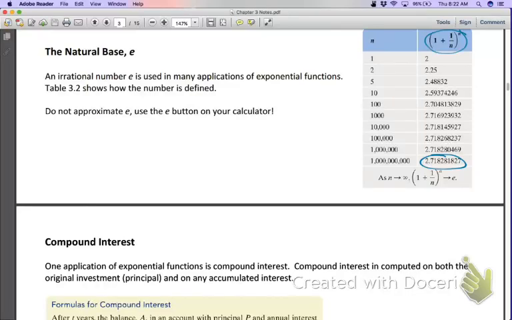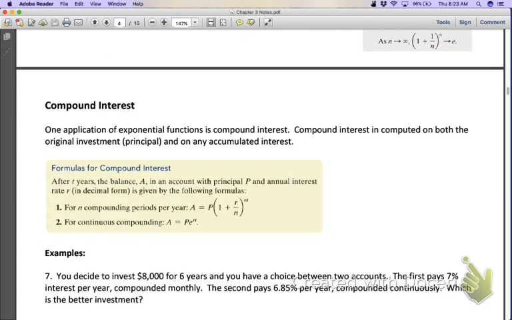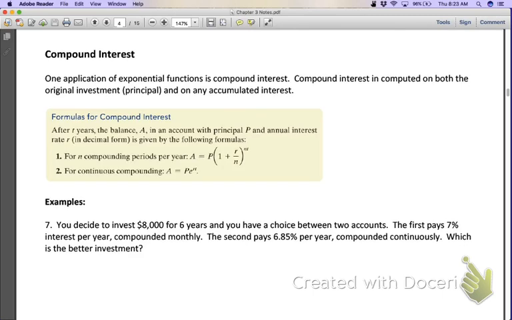So whenever we deal with the natural base e, you're just going to use e as it is. Don't, like I said, don't approximate. Don't treat it like 3.14 like you do with pi. Okay, just use the e value. Normally it'll be like e with the little x power, so you can kind of go from there. The biggest thing we use with e is compound interest.